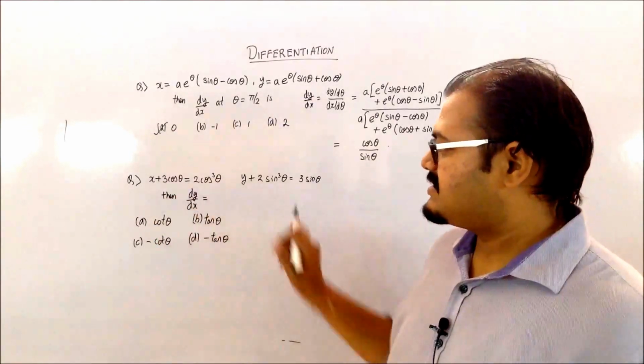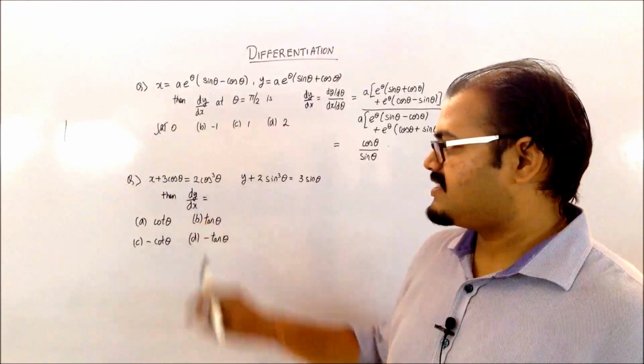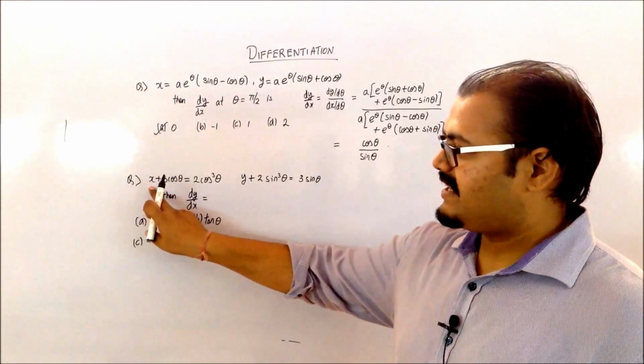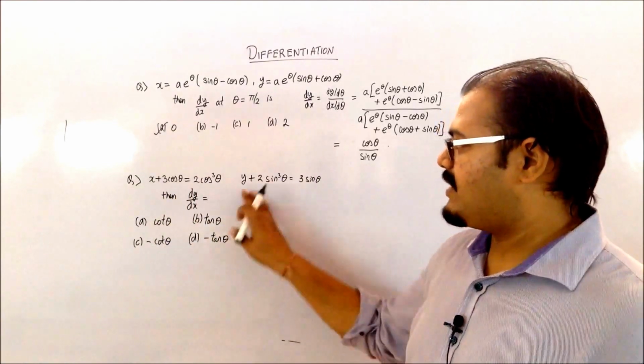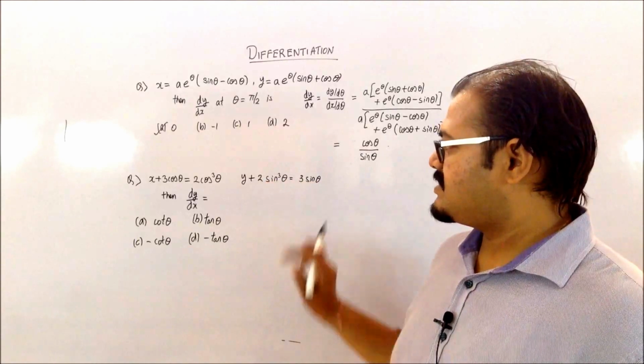Next one is this particular thing. It's again a parametric equation. You have to find what is dy by dx. So for this, what you have to do is, first you have to take x equals and y equals. So basically this term will go on this side and this term will go on this side.